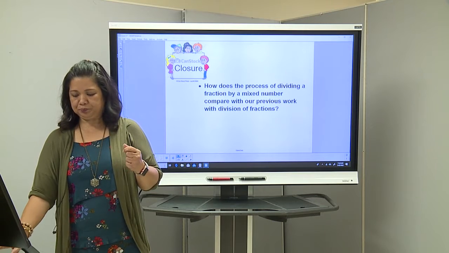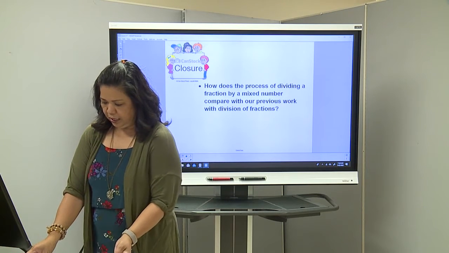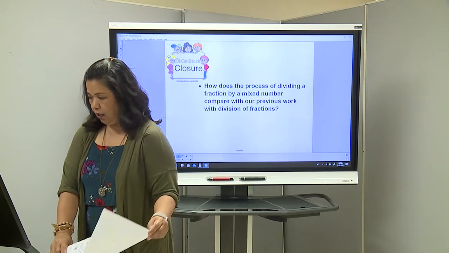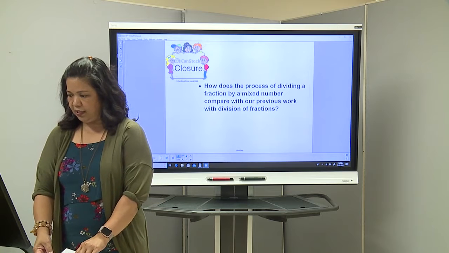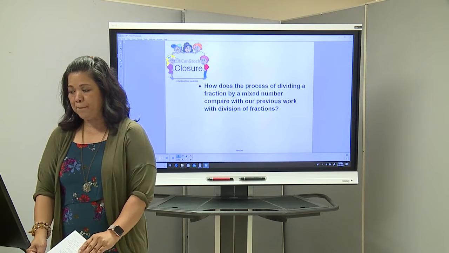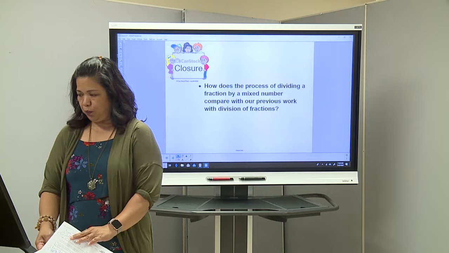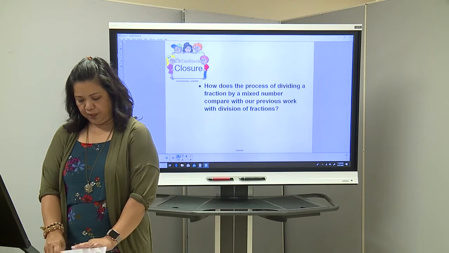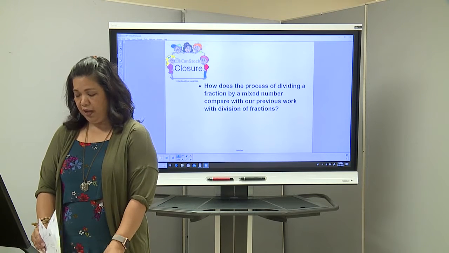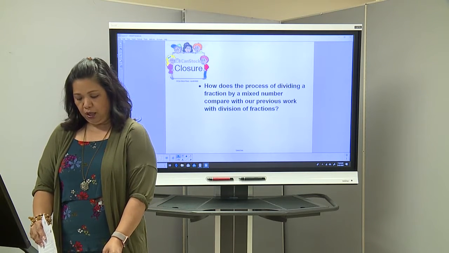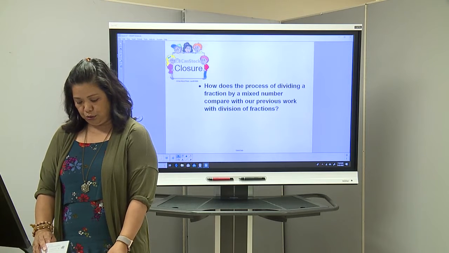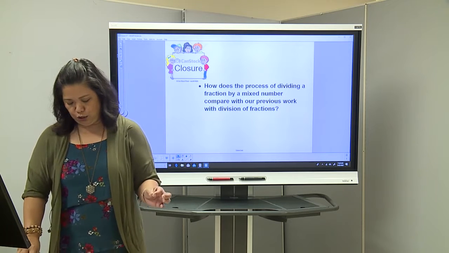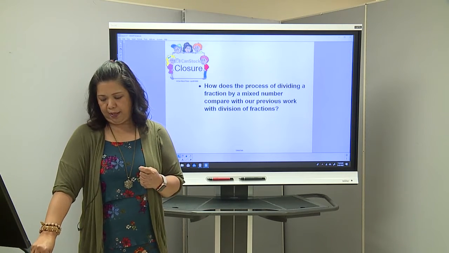All right, so before I end this lesson, let me part with this question. Okay, how does the process of dividing a fraction by a mixed number compare with our previous work with division of fractions? How? Yes, because in here, if you have a mixed number, you need to convert it into a fraction before you use the invert and multiply method.